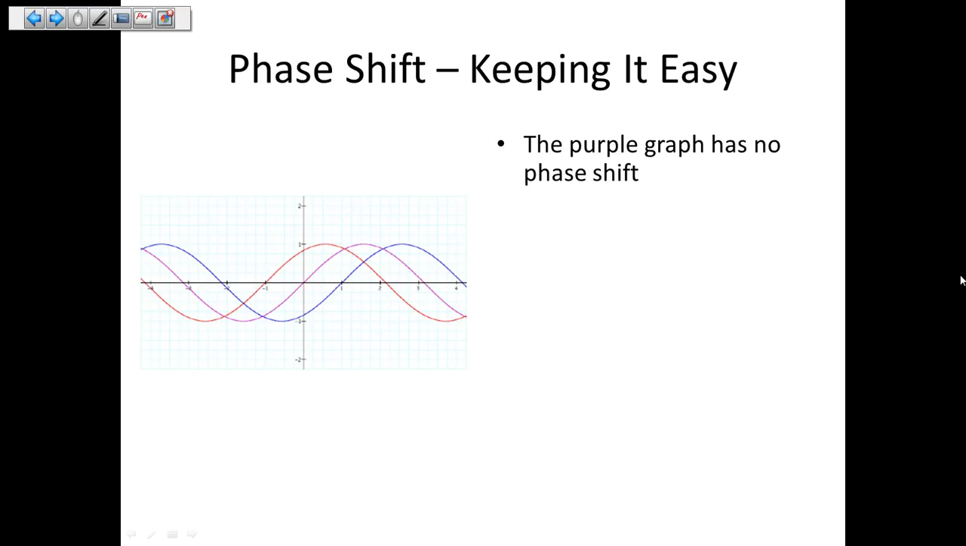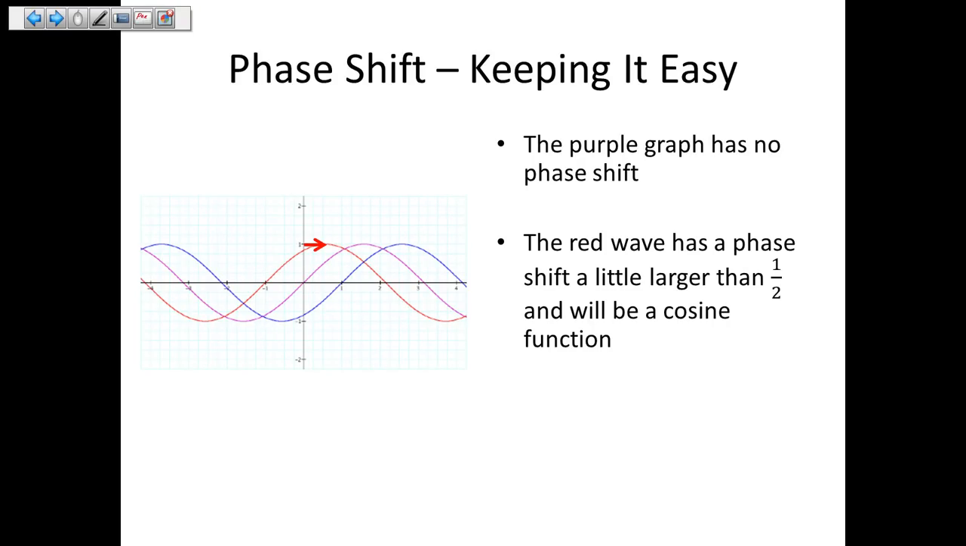Okay, so let's take a look. Here we have three graphs. Now the purple graph has no phase shift. The middle of the wave is where the y-axis is, so that would be a nice sine graph. The red one, it's not quite to the top of the wave when it goes through the y-axis, and the blue one, it's not quite the bottom of the wave when it goes through the y-axis. So those two have some phase shifts to take care of.